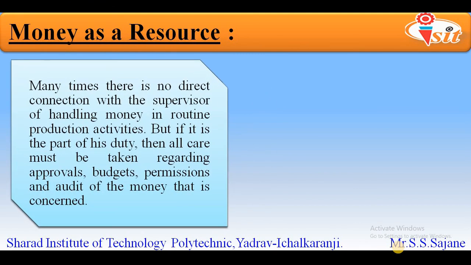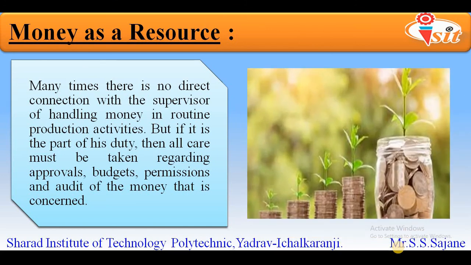However, many times there is no direct connection between the supervisor and this resource, that is money, in routine production activities, because all this work will be seen by the purchase department and the finance department. However, if it is part of the supervisor's duty, then he has to take care regarding the approval for the same, the budgets and permission, as well as the audit of the money concerned. So these are all the resources for which the supervisor has to plan accordingly and organize, so that they are utilized in an effective manner.